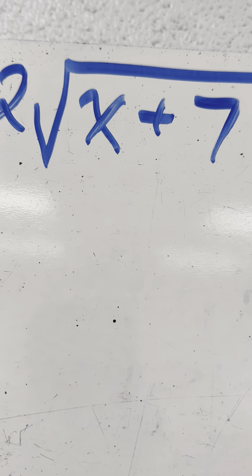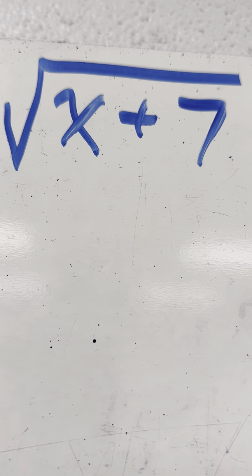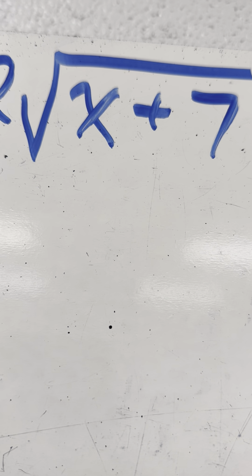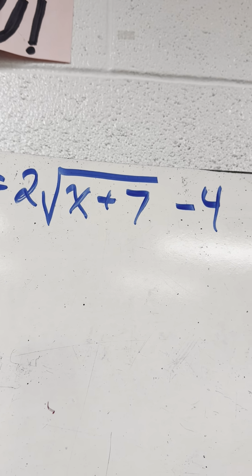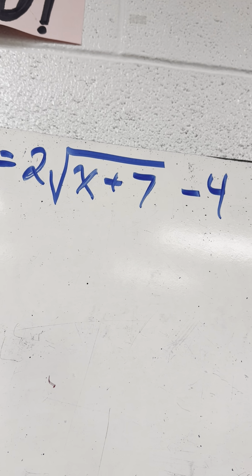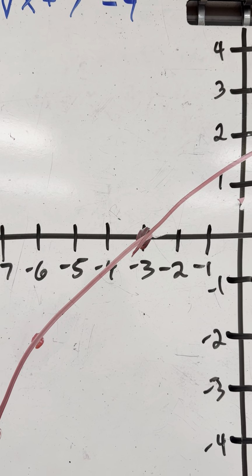Then I'm going to use negative 6, because negative 6 plus 7 is positive 1. And the square root of positive 1 is 1. Times 2 is 2, minus 4 is negative 2. So I've got negative 6, negative 2.